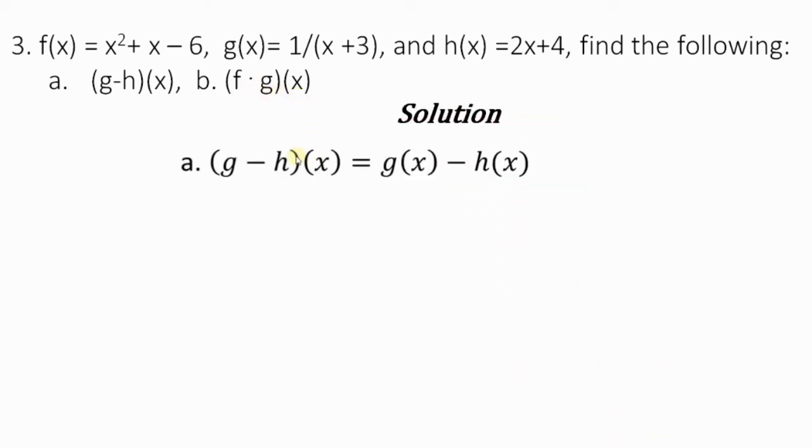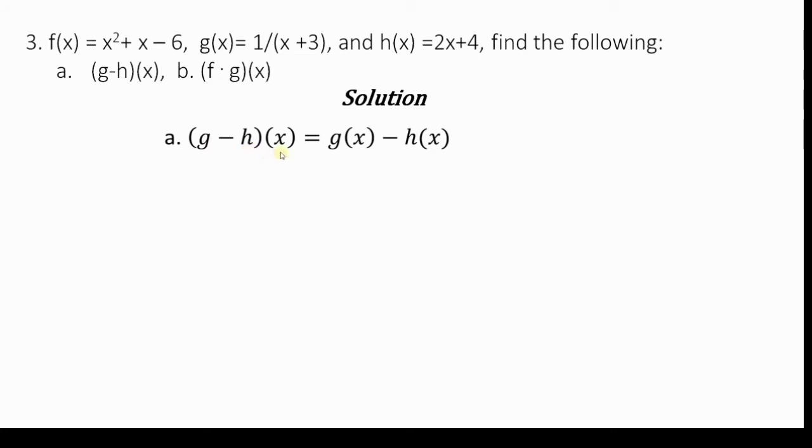Our solution for A, g minus h of x is simply g of x minus h of x. So we are subtracting the function h from the function g. So that becomes g of x, which is 1 divided by x plus 3, that is 1 over x plus 3, minus 2x plus 4.